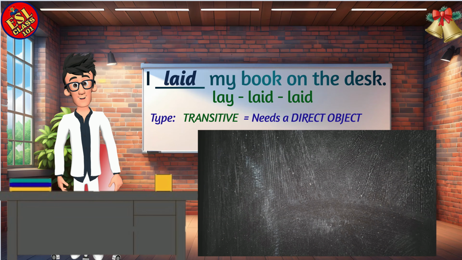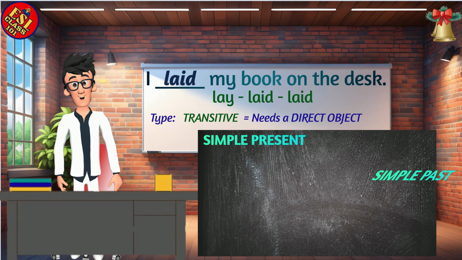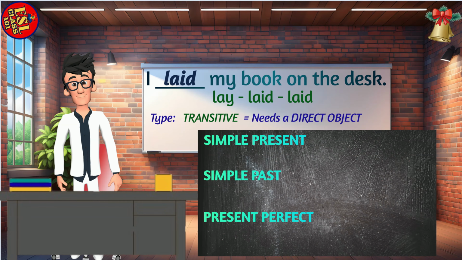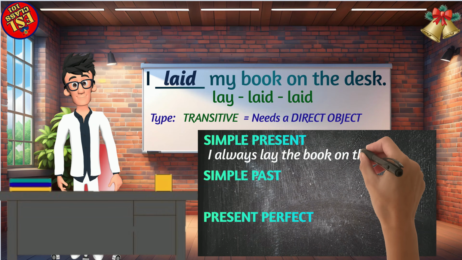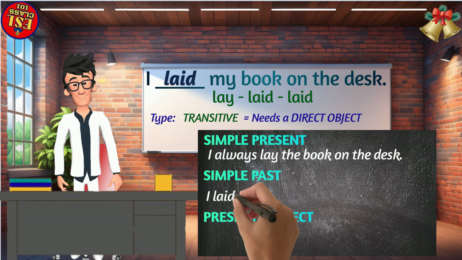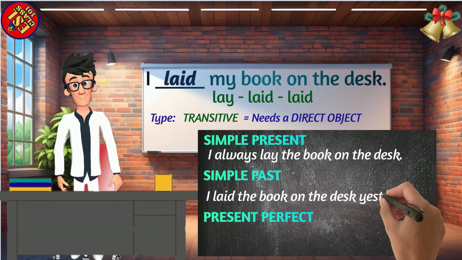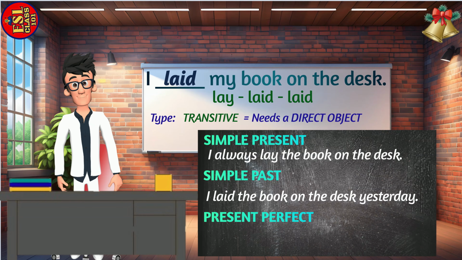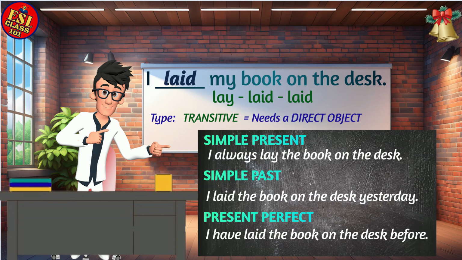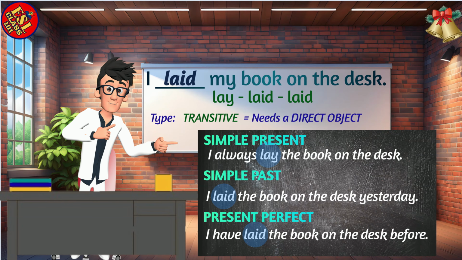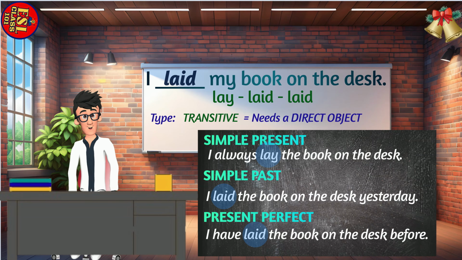Now, let me show you how the verb lay is used in the simple present, simple past, and present perfect tenses. Simple present. I always lay the book on the desk. Simple past. I laid the book on the desk yesterday. Present perfect. I have laid the book on the desk before. I would like you to pay attention to the verb form used in each sentence, and also to how each word is spelled.